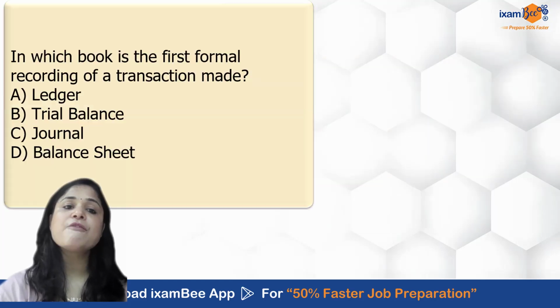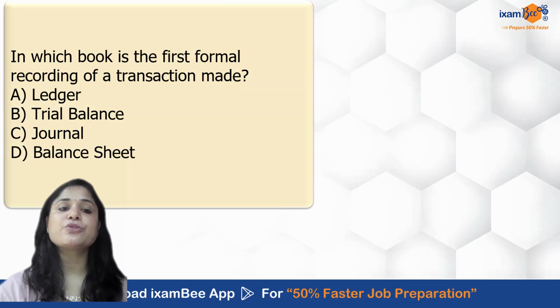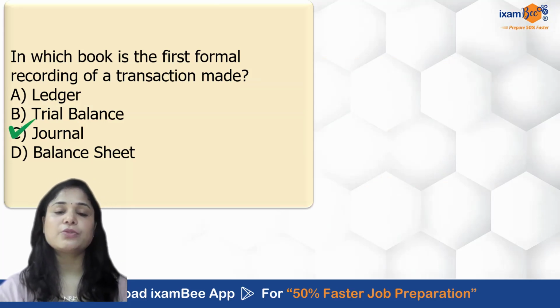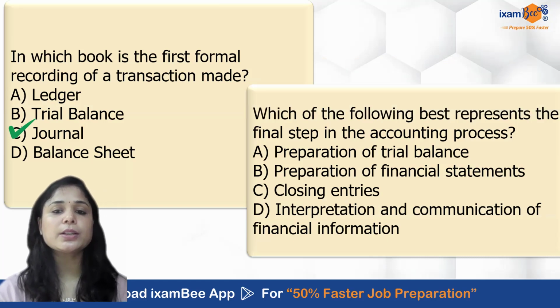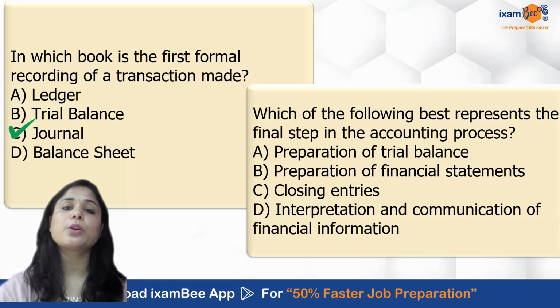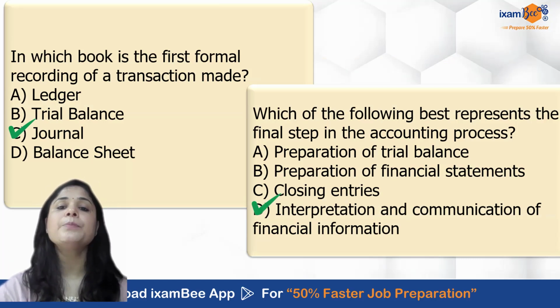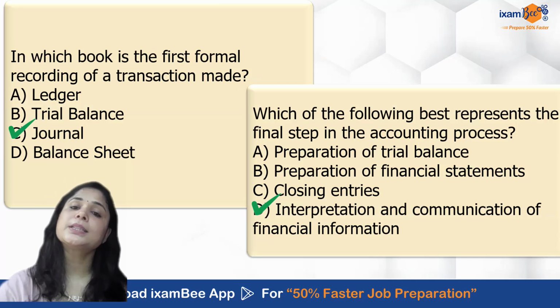Next question: in which book is the first formal entry of a transaction made? That is the journal. In the journal, the transactions are recorded first of all. The last question: which of the following best represents the final step in the accounting process? The final step is the interpretation and communication of the financial information to its users.